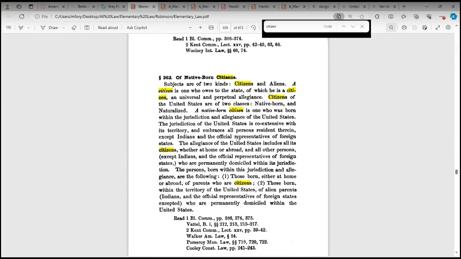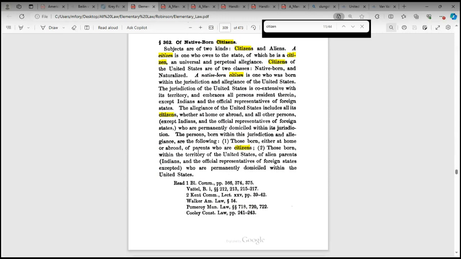The jurisdiction of the United States is coextensive with its territory and embraces all persons resident therein, except Indians and the official representatives of foreign states, foreign countries. The allegiance of the United States includes all its citizens, whether at home or abroad, and all other persons except Indians and the official representatives of foreign states who are permanently domiciled within its jurisdiction.